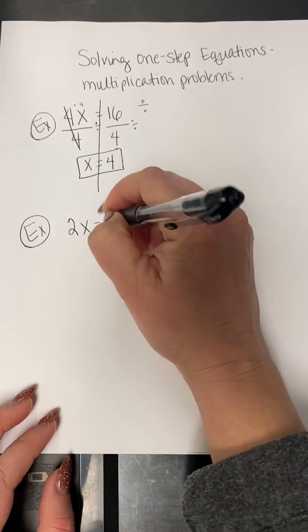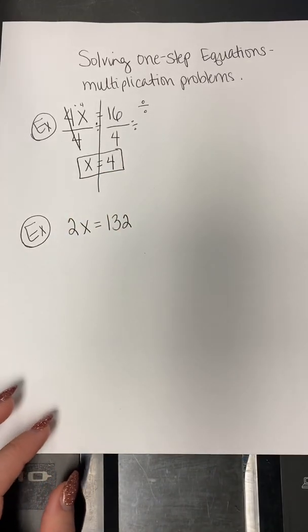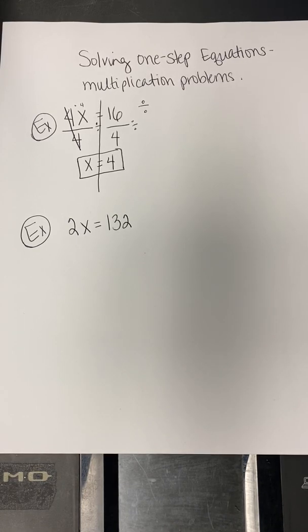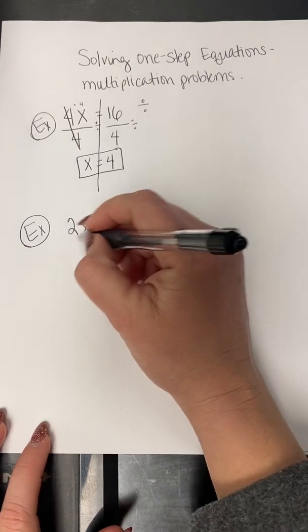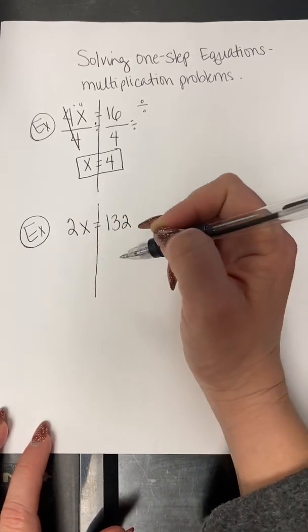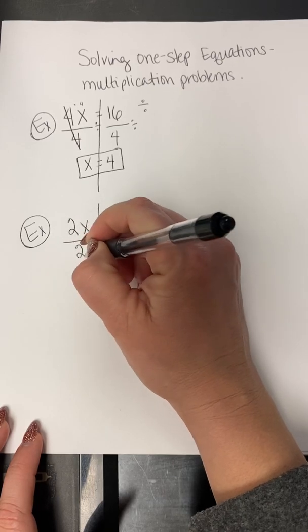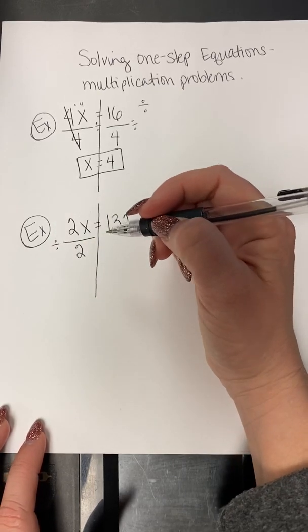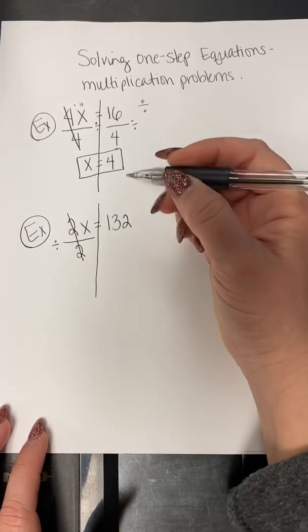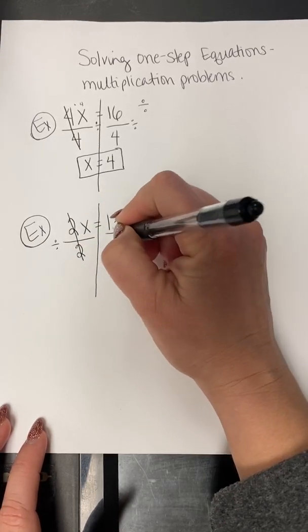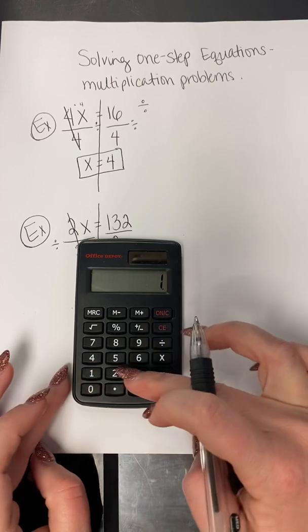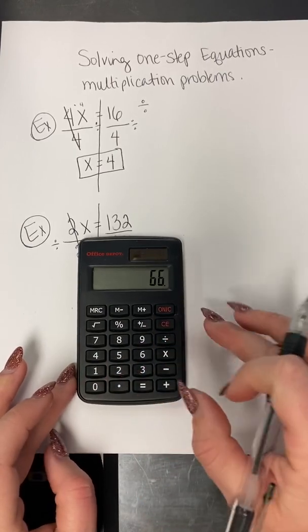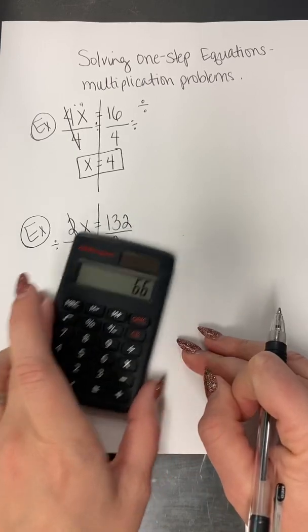2x equals 132. All right, well, what's your variable? It's x. What's keeping x from being by itself? The 2. This is a multiplication problem, so the inverse of that, or the opposite of that, is to divide. We're going to divide by whatever is keeping the variable from being by itself, which here is the 2. Divide by 2. Whatever we do to one side, we do to the other. You're able to use your calculator, so take 132 divided by 2, and we get 66.